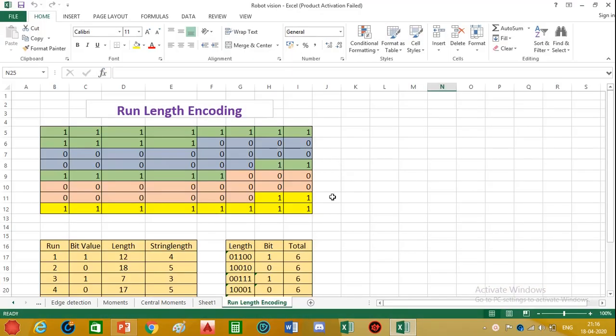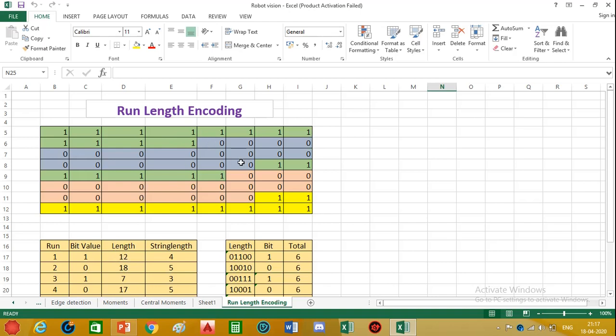So what is run length? A run is the sequence of adjacent pixels that all have the same value, either 0 or 1, and length is the number of pixels in a sequence. For this given image, the first run, shown in green color, has a bit value 1, and if we count the number of ones in the first run, it is 12. Hence, the length of the first run is 12.